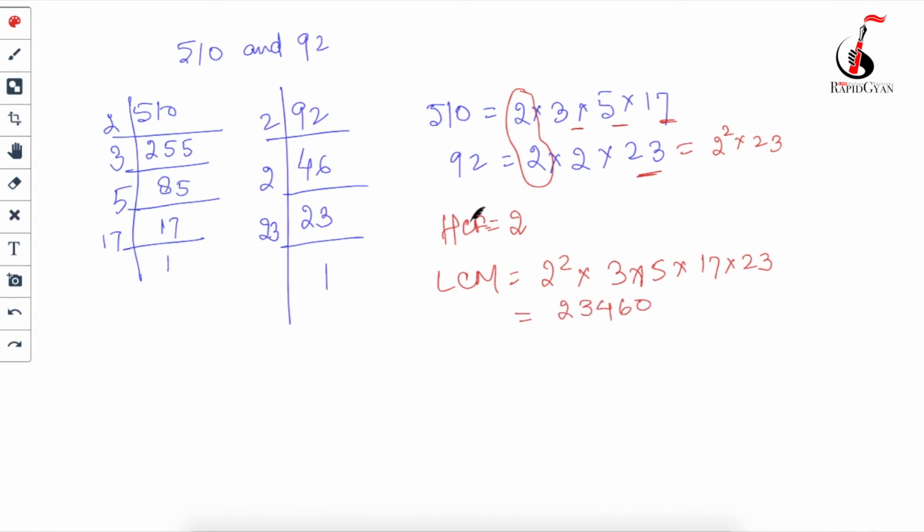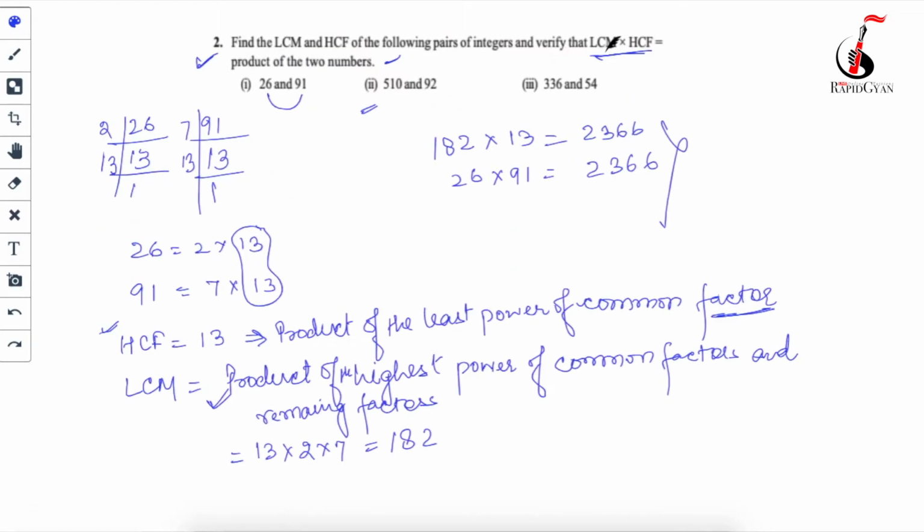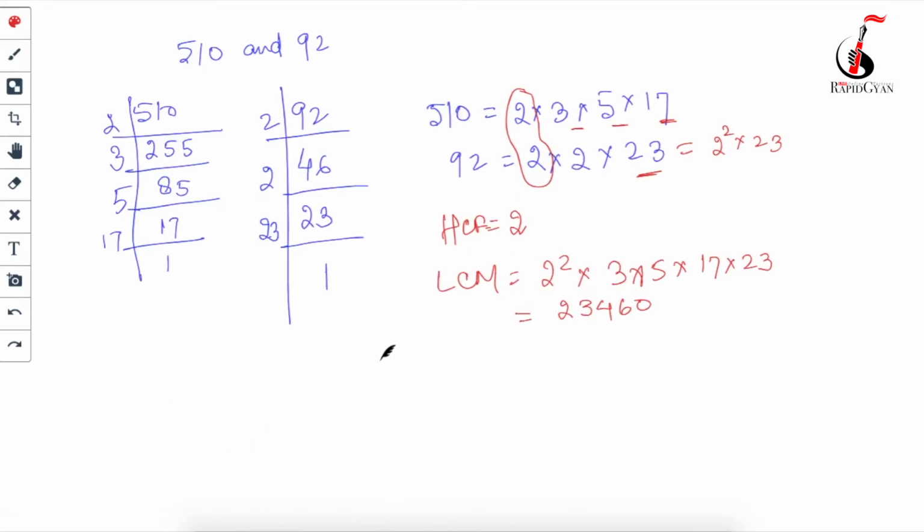Okay, now we'll have to verify the second part of your question, where LCM multiplied by HCF is equal to the product of the two numbers. So here, if you multiply 23,460, which is your LCM, by its HCF 2, your answer will be 46920. At the same time, if you multiply the two numbers, 510 multiplied by 92, you will get the same answer, 46920. That's your solution.